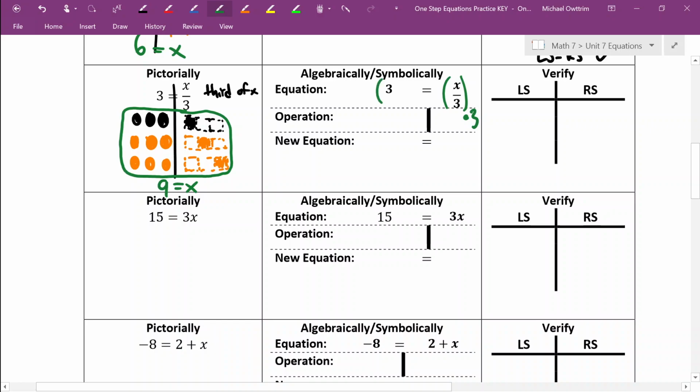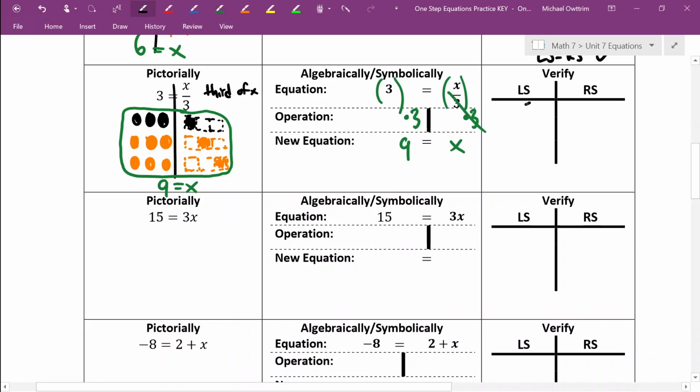x. Now, as always, what I do to the right side, I have to do to the left side, so I'll also multiply the left side by 3. 3 times 3 makes 9, and x divided by 3 and times 3 is just x. Obviously, divide by 3 and times 3 are opposites, so they cancel out.